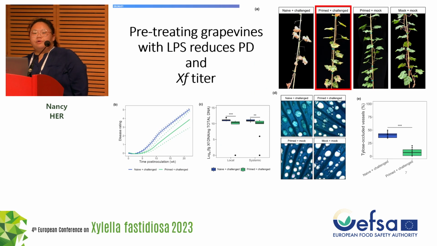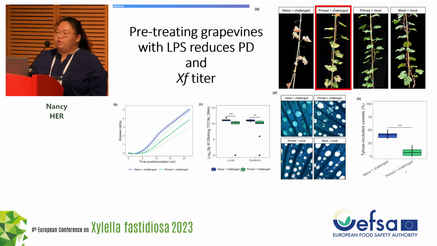So with pretreatment with LPS in grapevines, we did see a reduction of PD symptoms and Xylella titer. As you can see in the red box, the primed challenge plants have better symptoms compared to the naive challenge plants, whereas the primed mock and the mock plants are better off. You can see in a disease progression curve that the primed challenge have lower or slower progression compared to the naive challenge. In the amount of titer, the primed challenge have a lower titer compared to the naive challenge.